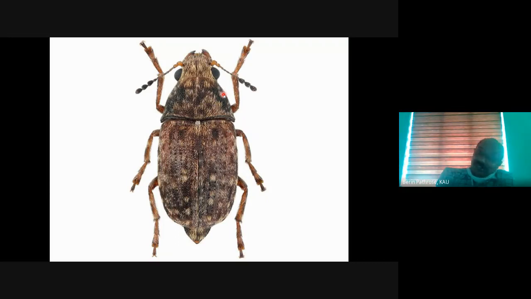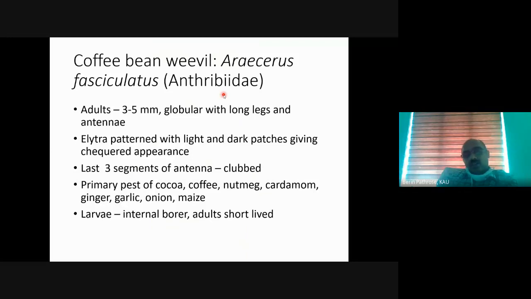So the elytra has light and dark patches. It has a checkered appearance. And the antenna, I told you, the last three segments are clubbed. It is a primary pest, not a secondary pest, a primary pest of cocoa, coffee, nutmeg, cardamom, ginger, garlic, onion, and mace. But remember cocoa, coffee, and nutmeg. It is a primary pest as well as an internal feeder. It's a minor pest, but we may encounter it in Kerala situations, mainly in nutmeg.